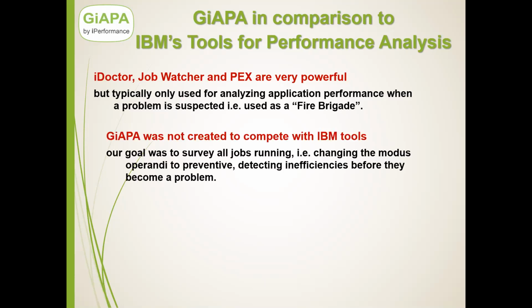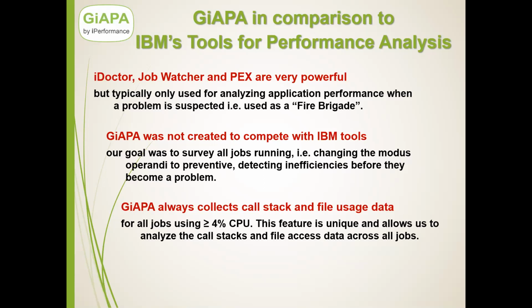GiAPA is based on sampling, fetching performance data for all jobs and tasks, but only every 15 seconds. This has proved to be sufficient to catch probably more than 80% of all performance inefficiencies within the applications running on IBM i.